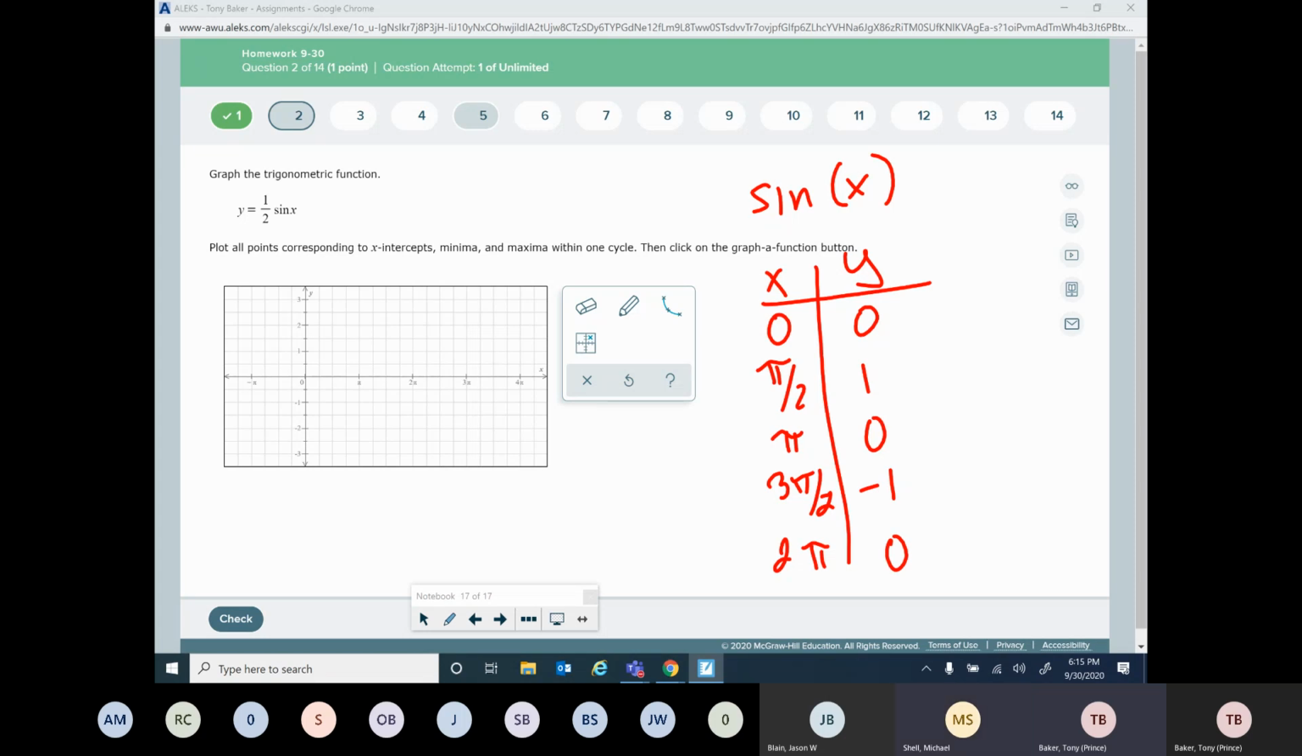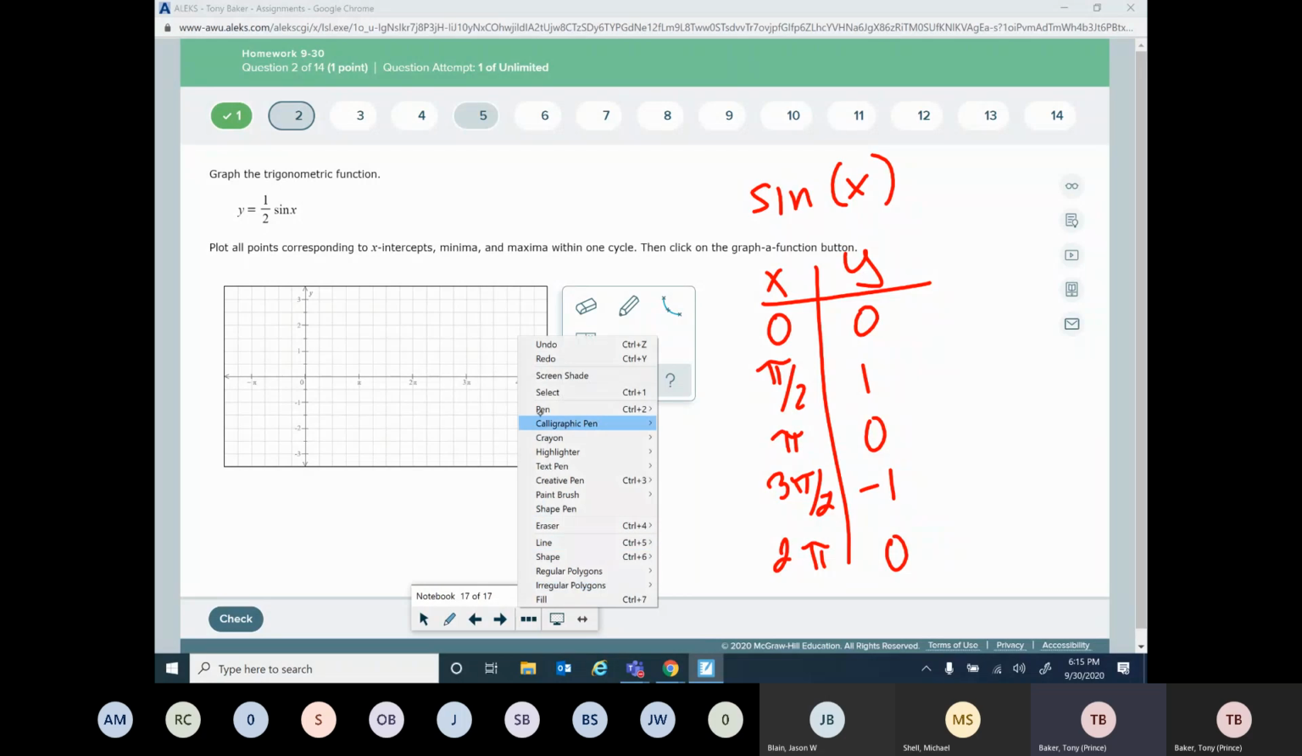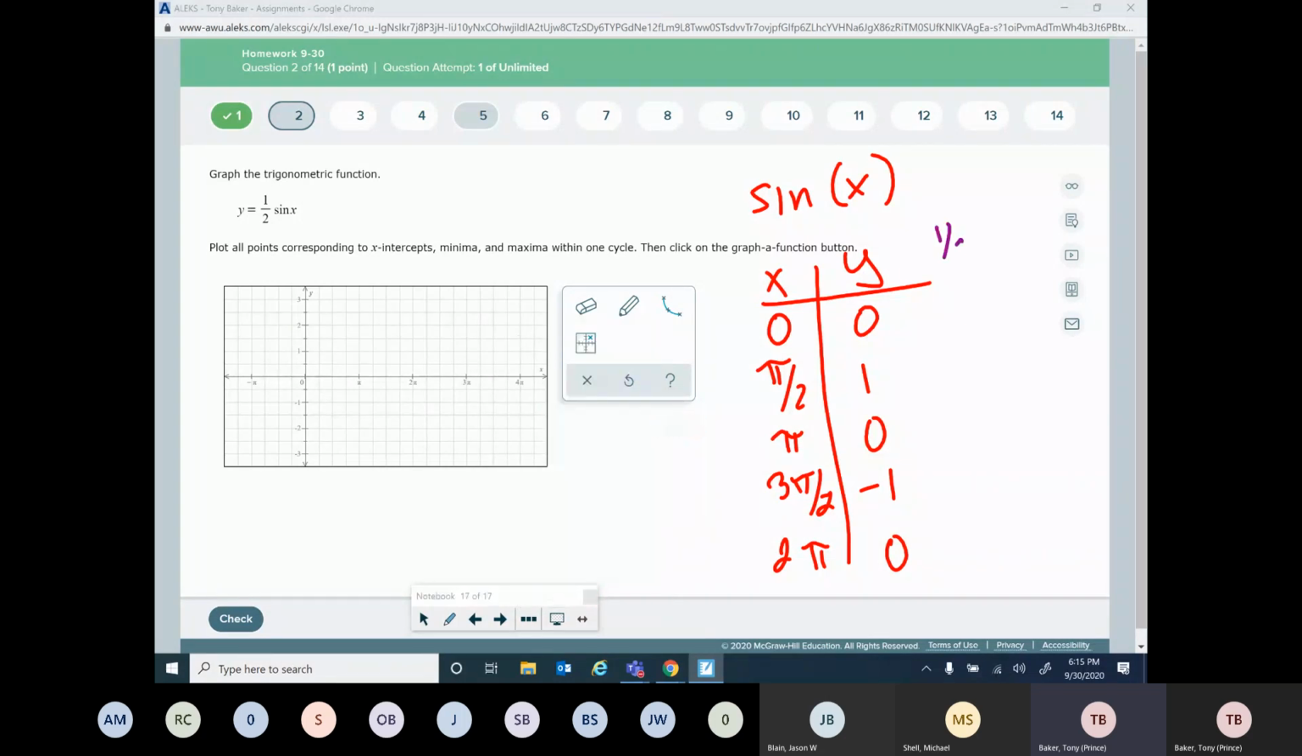Now, I look at my transformation. It says the 1/2 is outside. So when I'm doing this, I'm going to do 1/2 of y. So that stays 0. That becomes 1/2, 0, -1/2, and 0. So we still use the parent function, and then I just do my transformations to it.